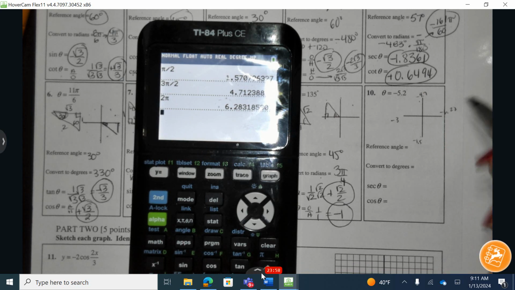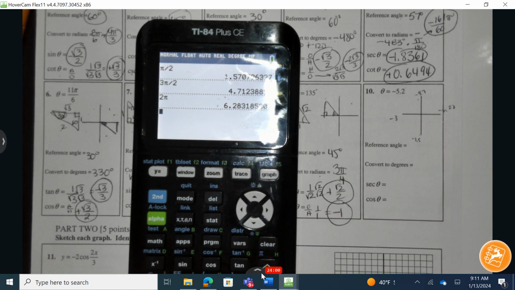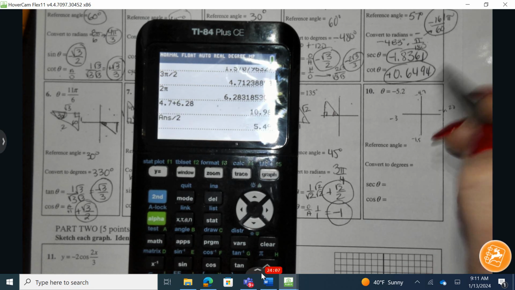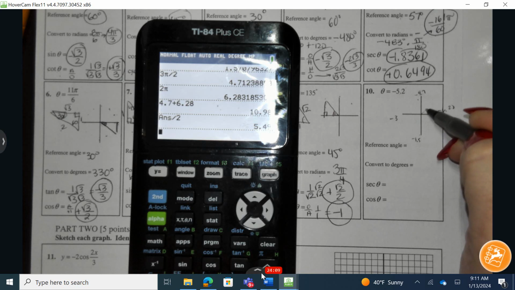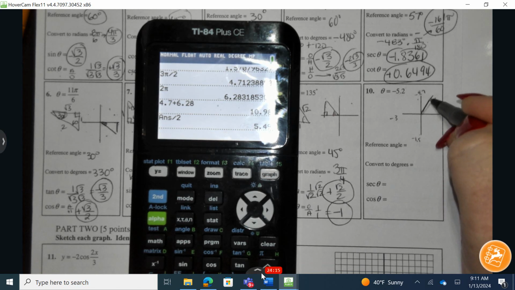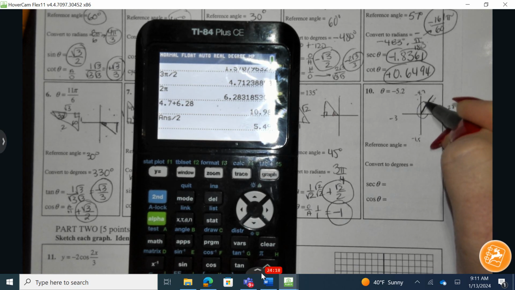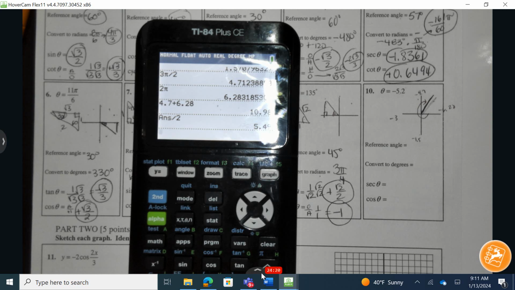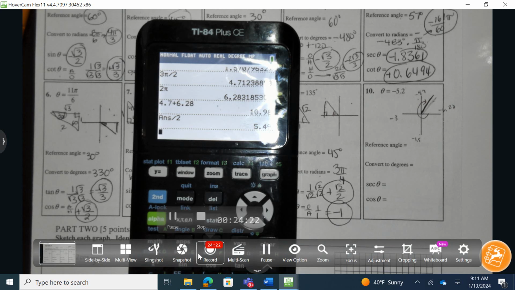Let's just see what's in between these, by the way. So 4.7 plus 6.28, if I add them up and divide by 2, right in the between here, this would be negative 5.4, and I want negative 5.2. So right about here, this would be negative 5.2. Let me draw the triangle.